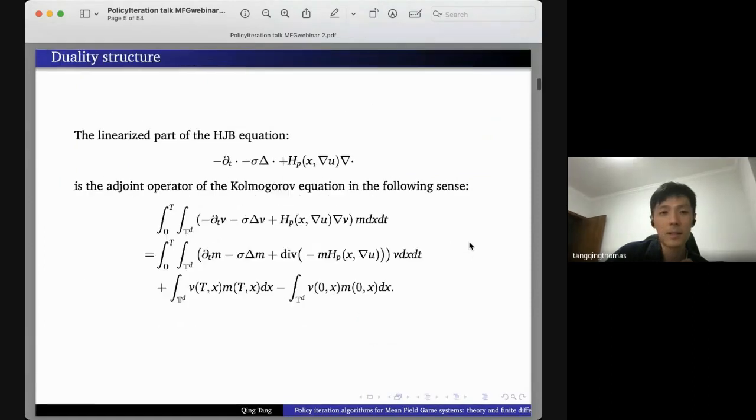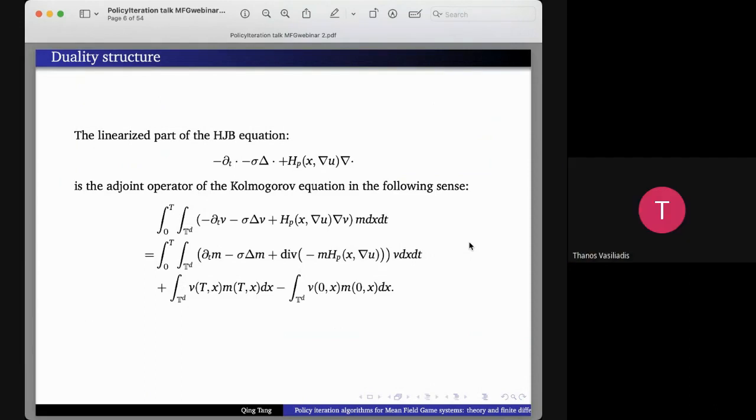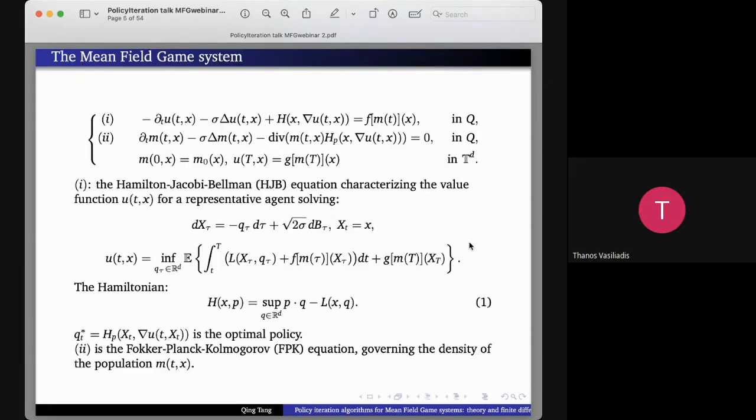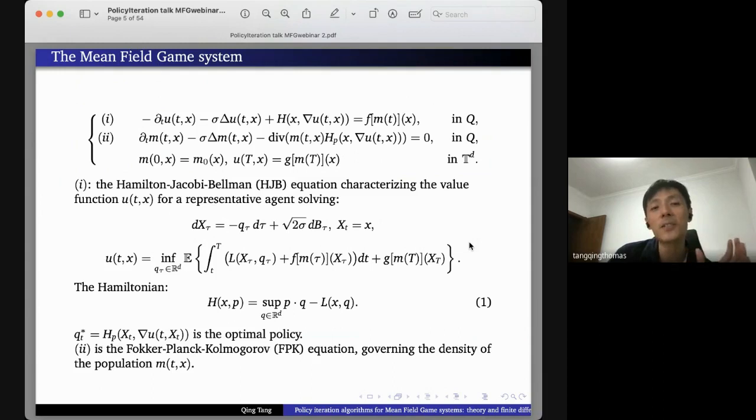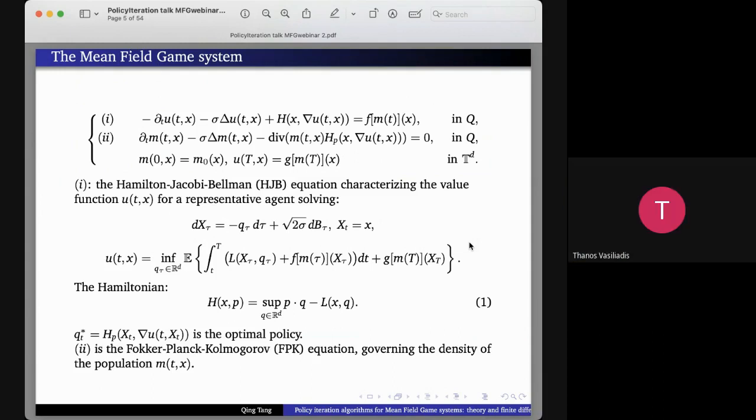An important feature of a mean field game is this duality structure. Q is the drift, with a minus sign here. Q is the control, the policy. Q is the same Q in the state equation and in the Hamilton-Jacobi equation.